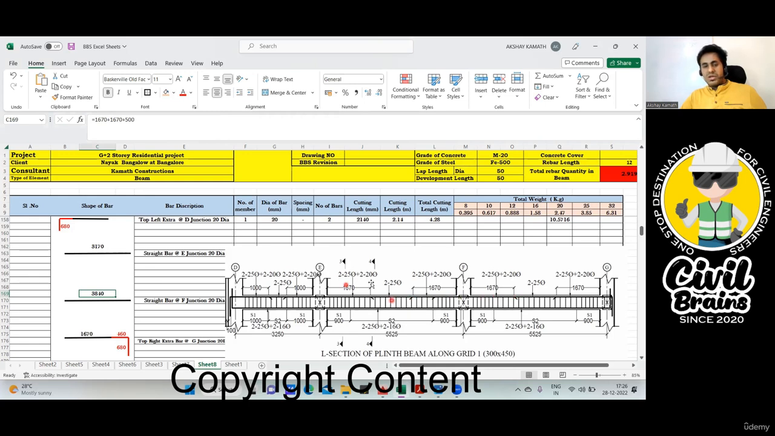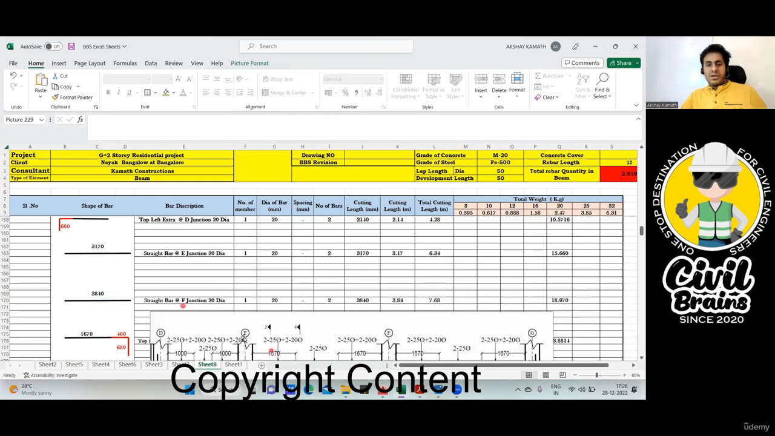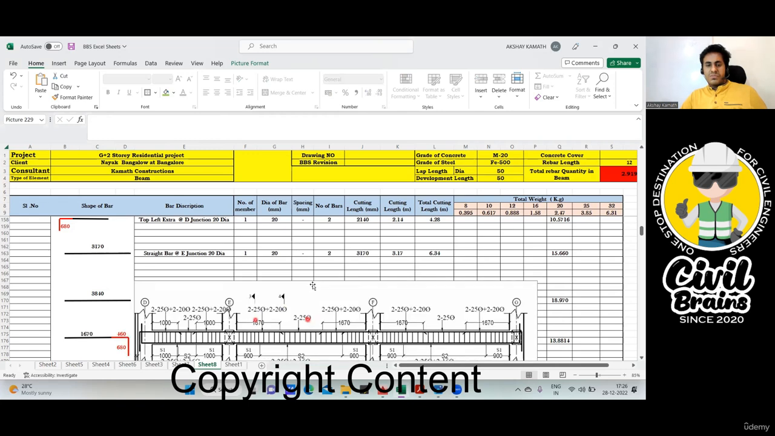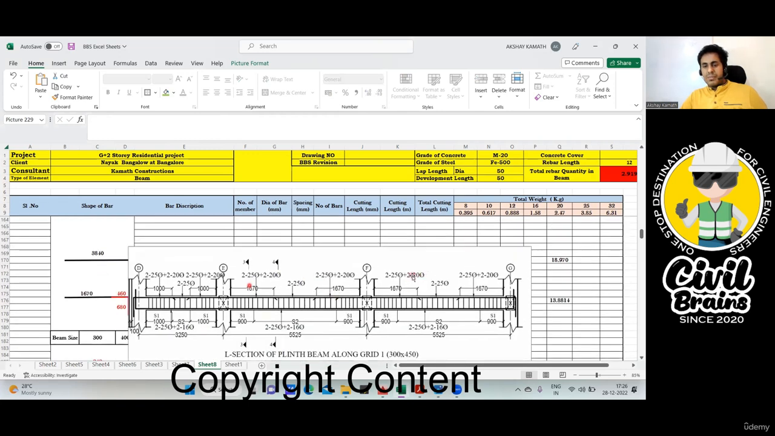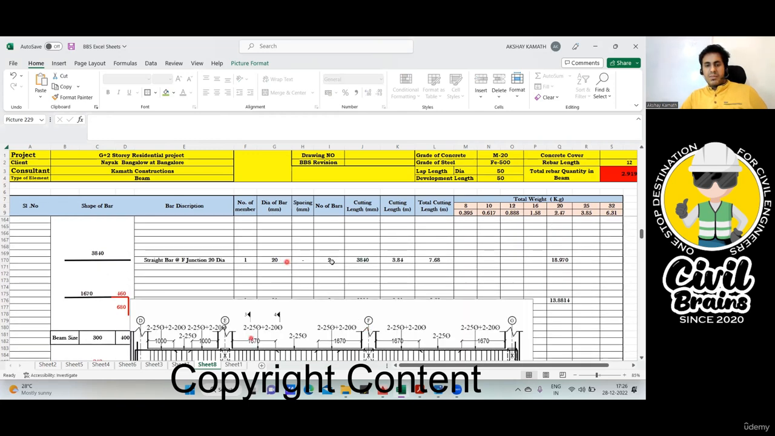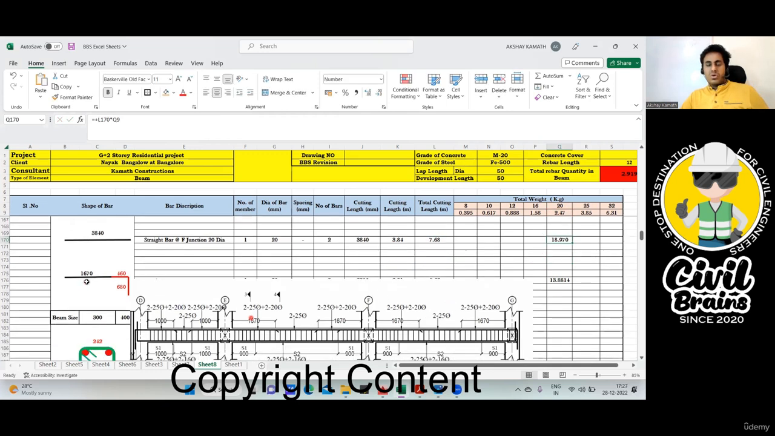Fine. This is a straight bar at F junction. This is my F junction. Fine. Again, how much is it? It is a 20 diameter 2 bar. So I added 20 diameter 2 bar. Cutting length is 3840, 3.84, 7.68. And this will come under the 20 diameter. So it is 7.68 into 2.47. Done. Finish. Now, this top right extra is done.